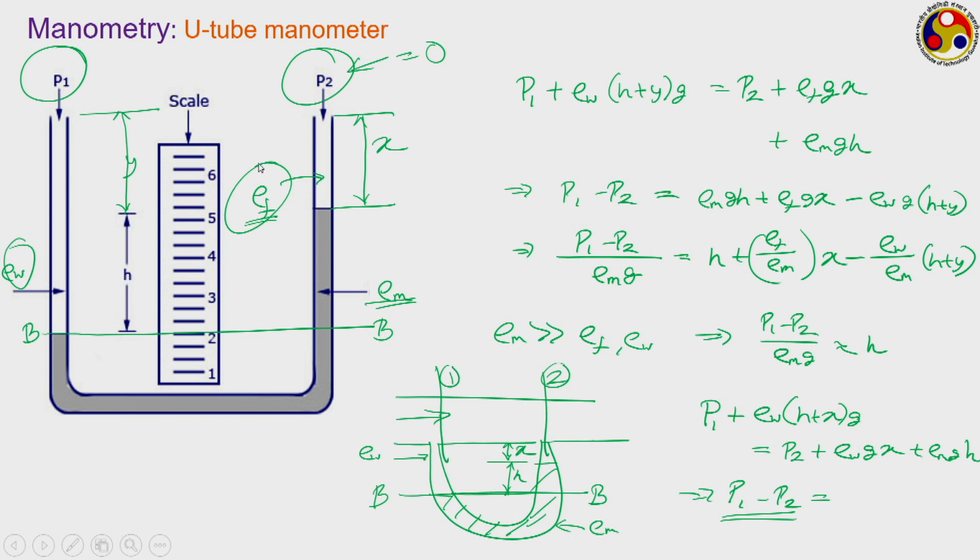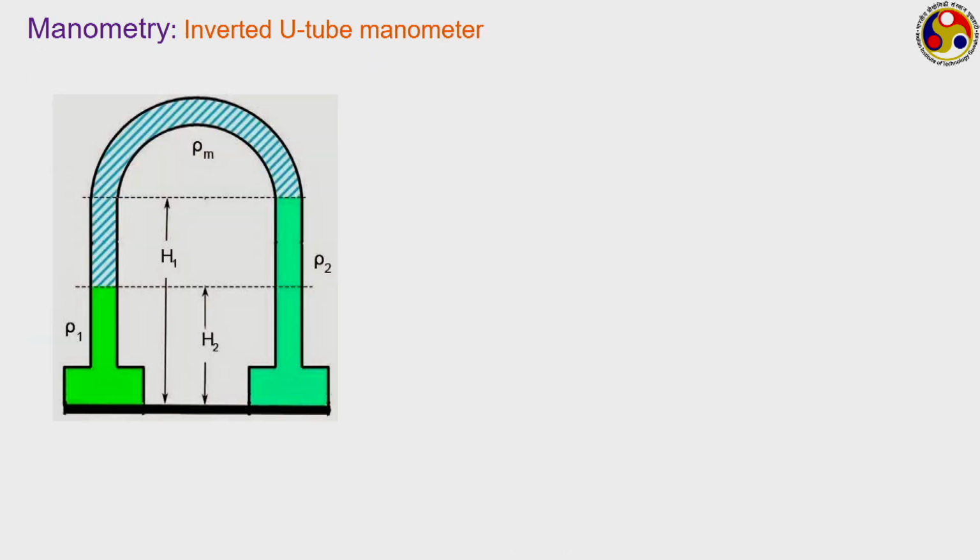However, if rho m is lesser than this rho w or rho f, then definitely we can't use this, because in that case the working fluid will come down and push this manometric fluid in the upward direction. In that situation, therefore, what we do is just invert the manometer in a configuration like this. This is called an inverted U-tube manometer. In the case of an inverted U-tube manometer, let us say this is your location where you want to measure the pressure. This is your location 1, this is your location 2, and here the manometric fluid has a density lower than the densities of rho 1 and rho 2.